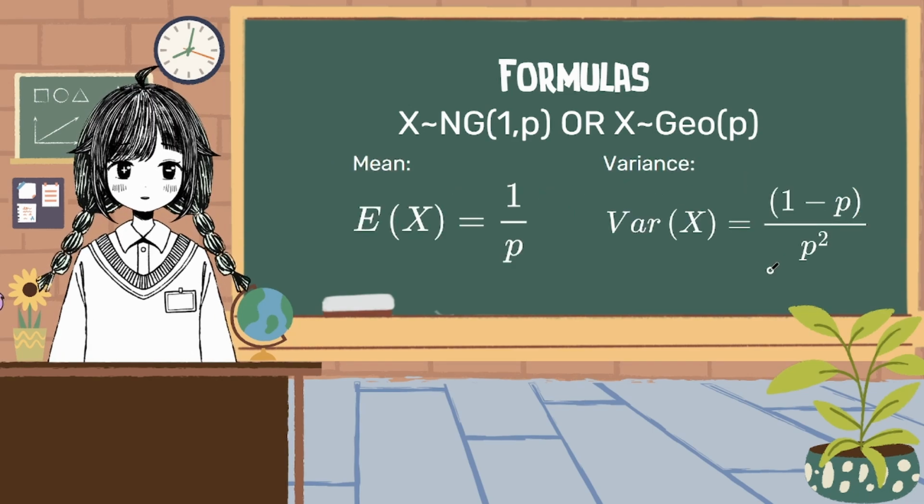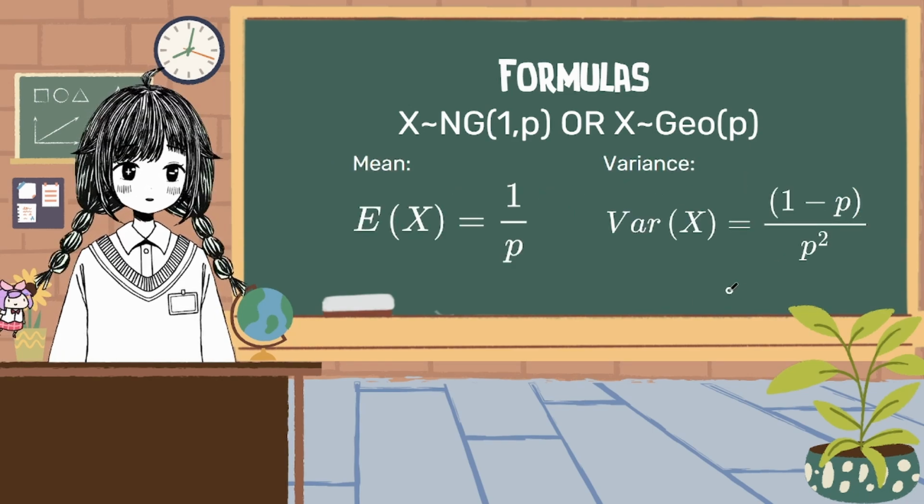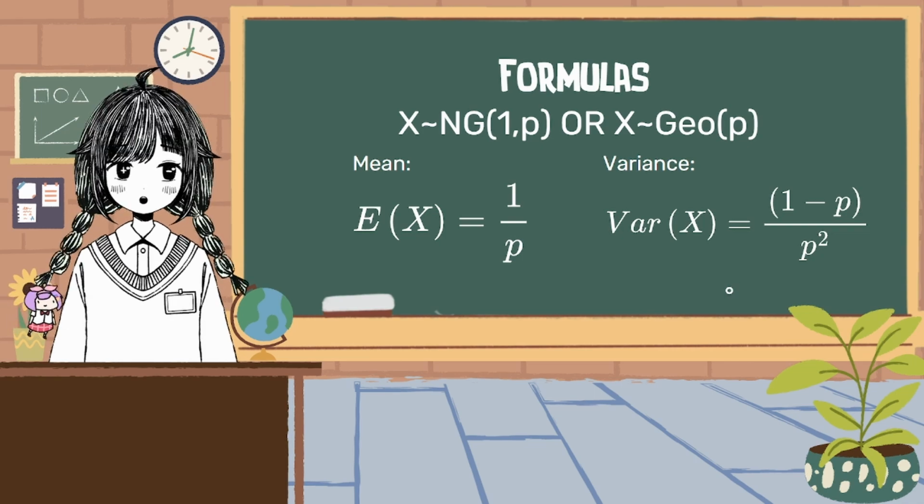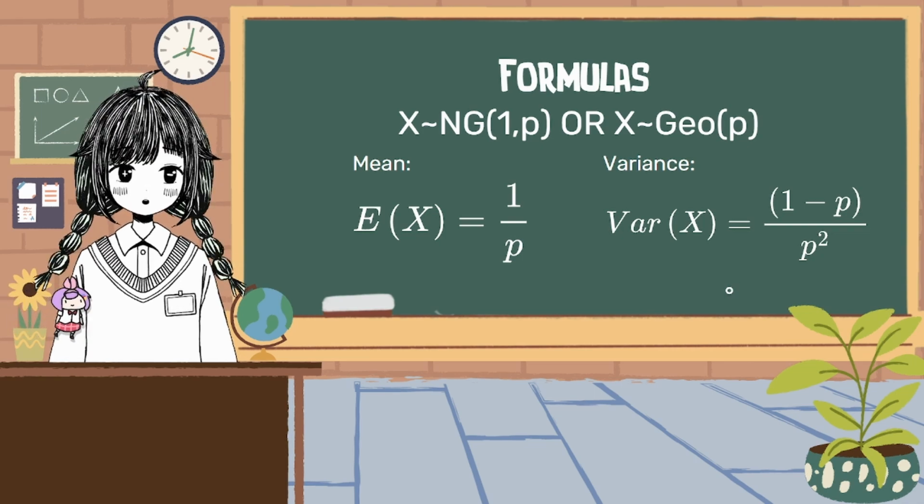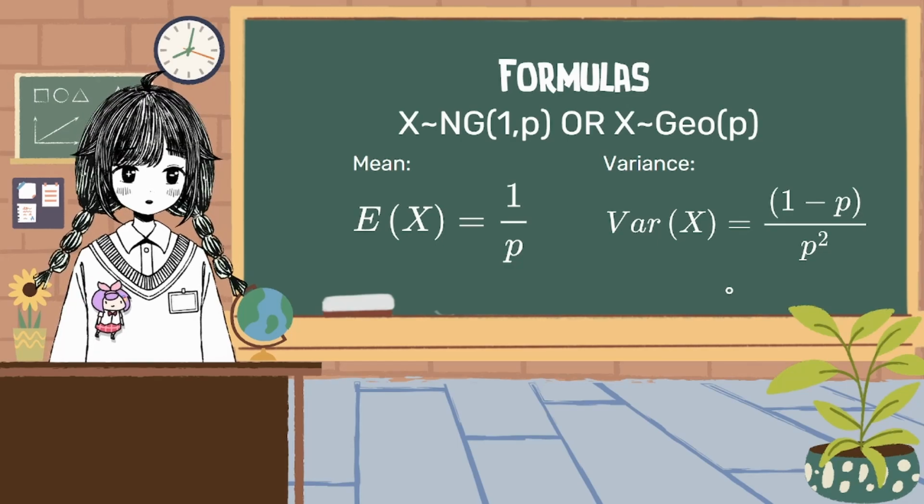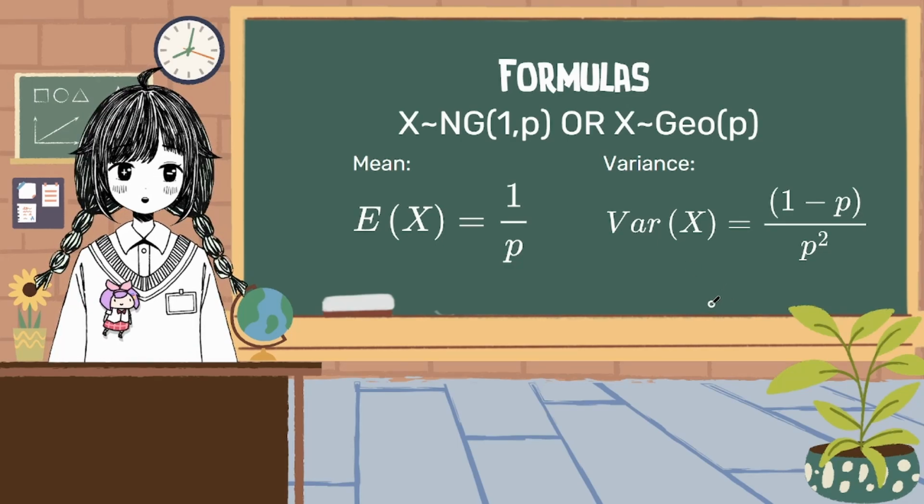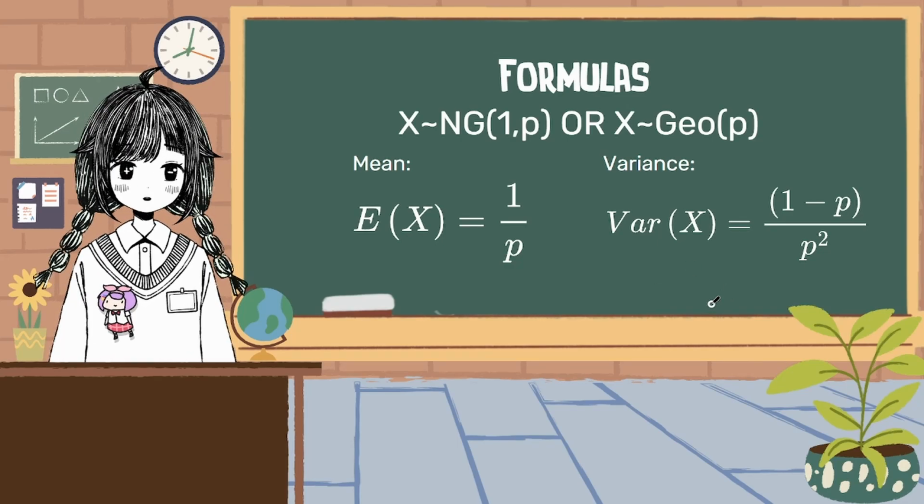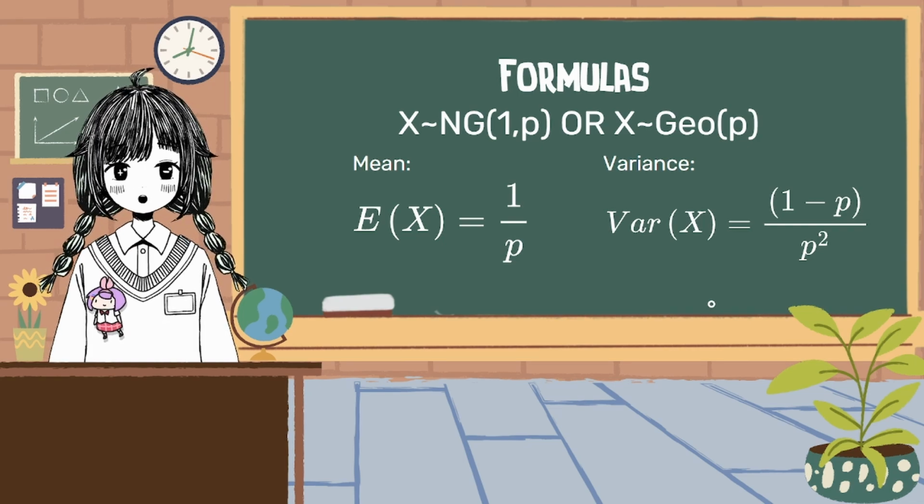Finally, the mean and variance. All these formulas we have learned here are much simpler than the general negative binomial formula because we simplify it to the case where R is equal to 1.